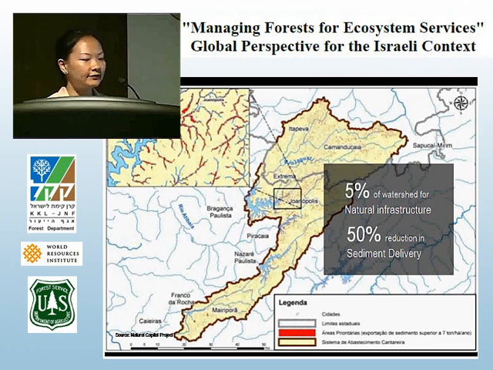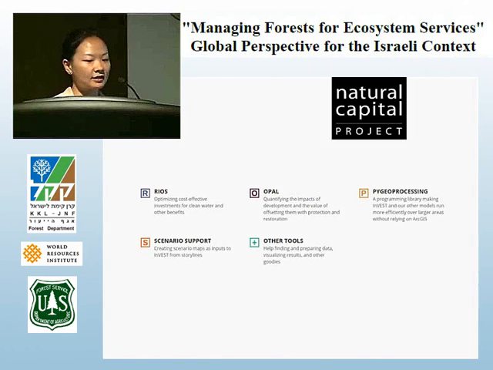And finally, in addition to InVEST, the Natural Capital Project has also developed other tools to help you optimize investment for water, quantifying development impacts. For example, if you were to do a mitigation bank, this is how much work you need to do. And many other things that can help you measure and communicate the value of natural resources.